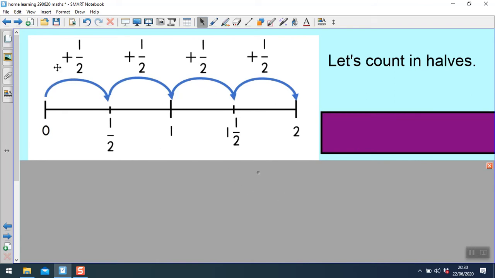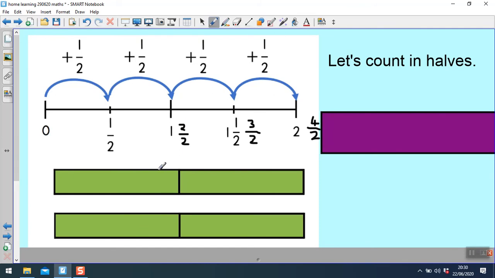Also, you can think about this, so 0 plus 1 half equals 1 half. 1 half plus 1 half equals 2 halves. 2 halves plus 1 half equals 3 halves. And 3 halves plus 1 half equals 4 halves. So you can write them in different ways. So this is also the same as 2 halves. This is also the same as 3 halves. And this is also the same as 4 halves.